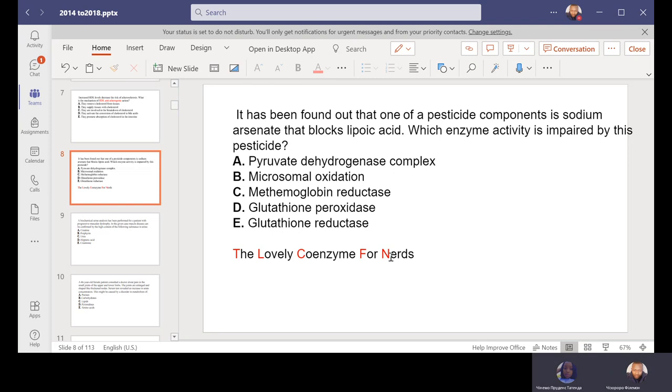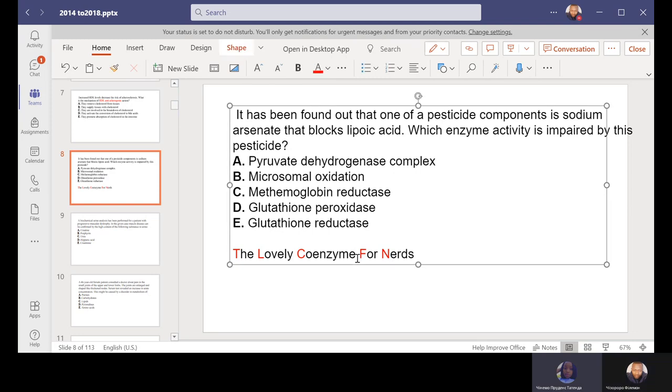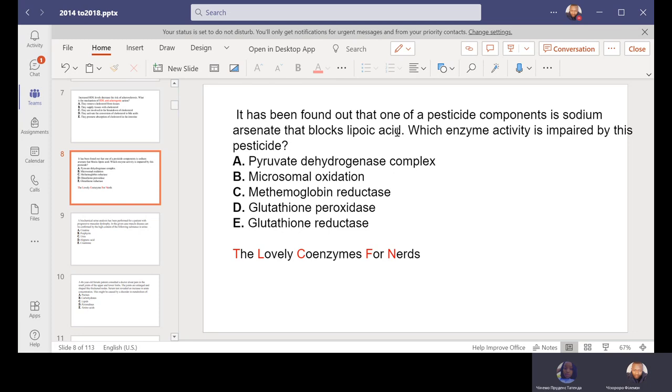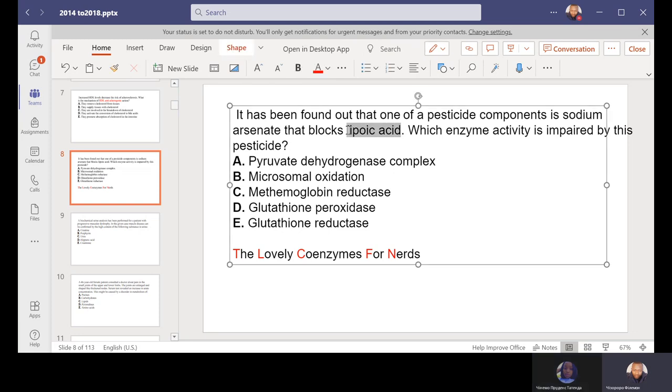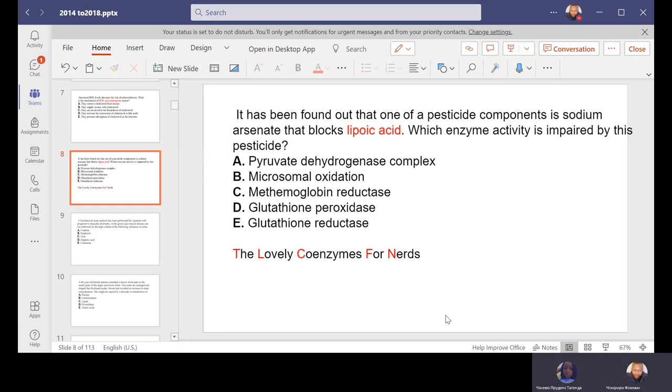So you can just remember this one, the lovely coenzymes. Right here, my keyword was lipoic acid, right? So lipoic acid. Let me just highlight it here, right? Lipoic acid is one of the core enzymes needed by what? By pyruvate dehydrogenase complex.